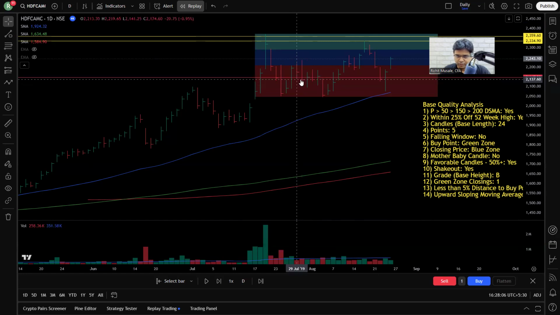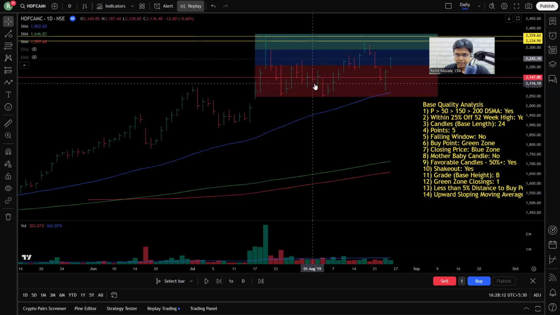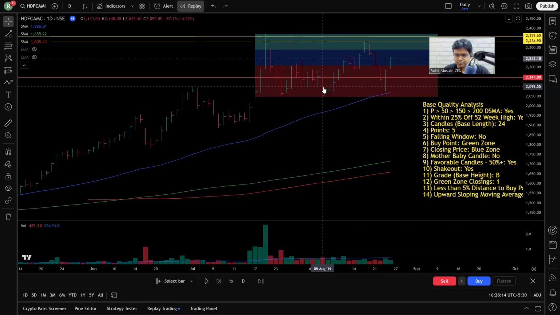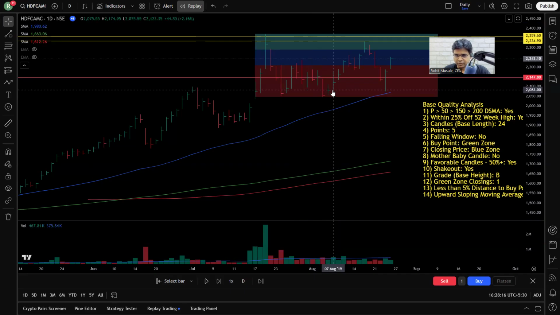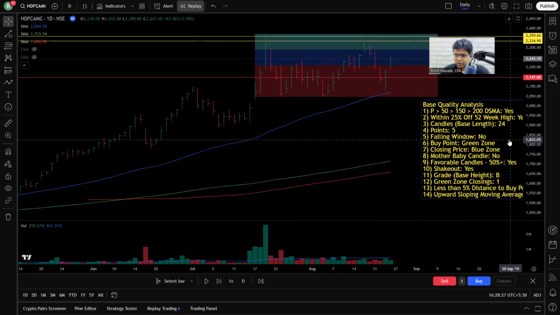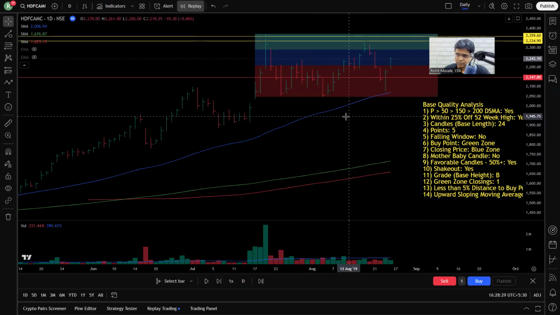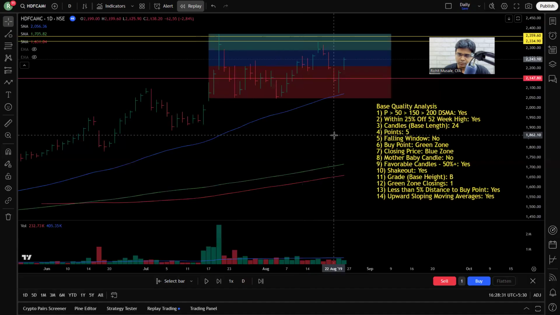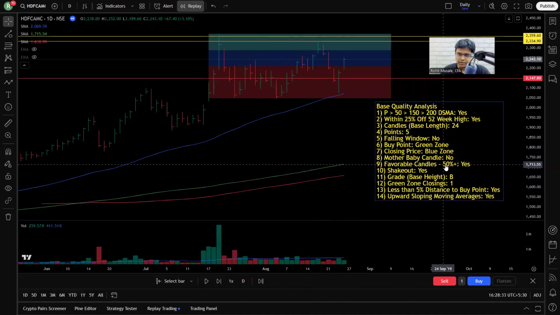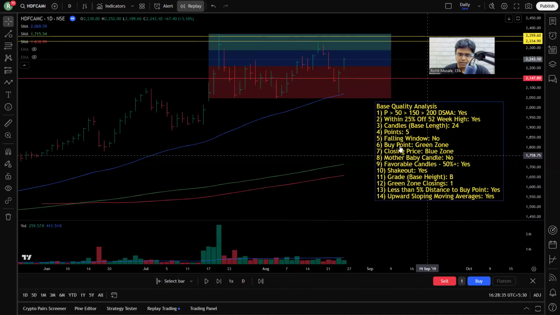Then these two more or less it's low volume, 3, 4, then 5, then 6, 7, okay, 8, 9, then 10, 11, 12, okay, 12 out of 24. 12 out of 24 is good enough. Around 50% are in our favor.